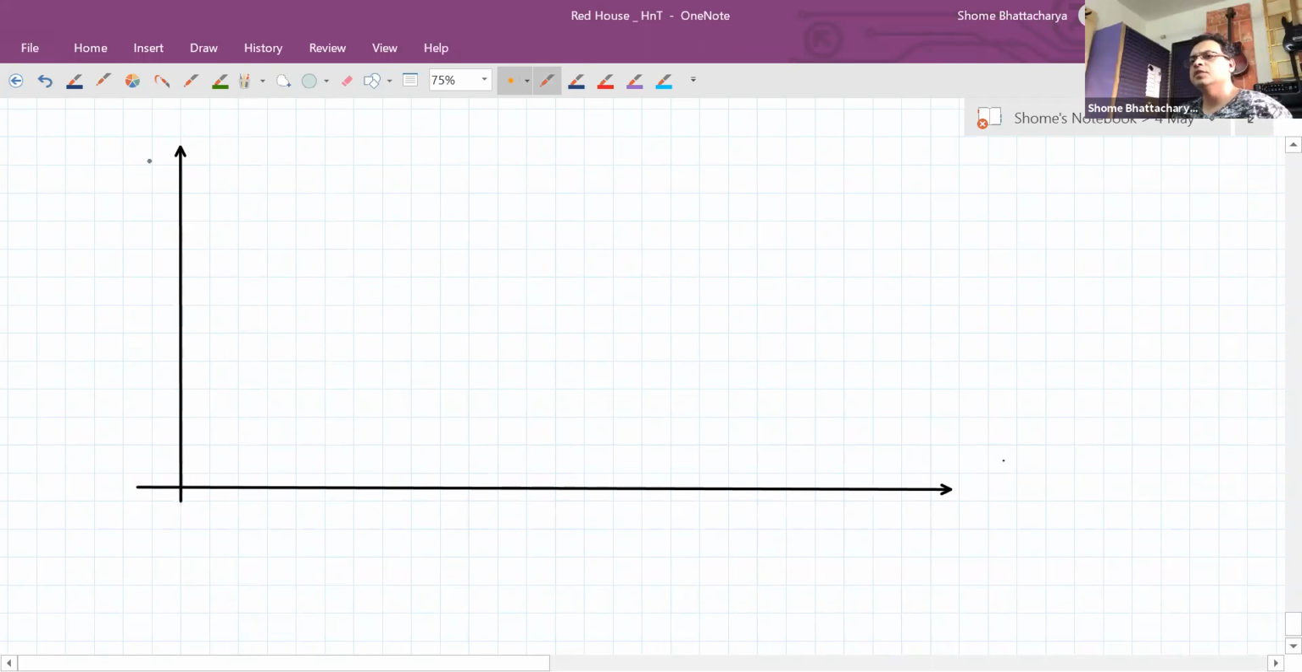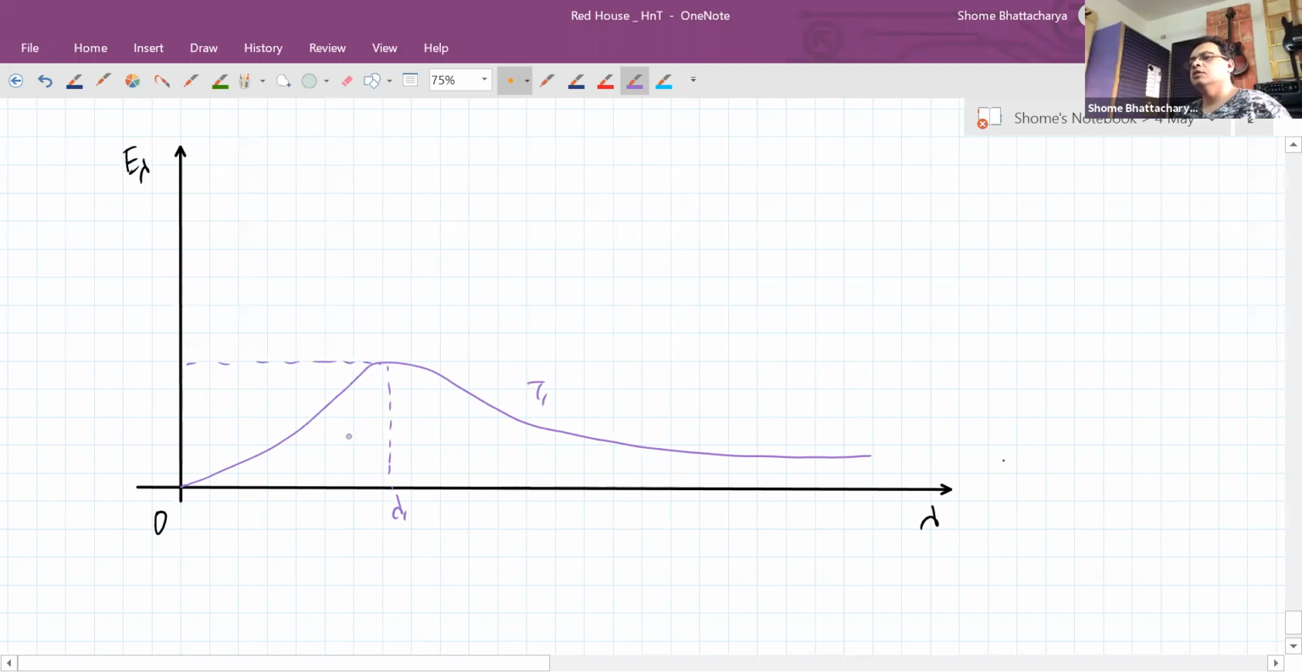Let's understand that. So spectral emissive power versus wavelength. Now suppose I'm doing the experimental analysis and I've come up with this kind of a graph. This won't be a straight line, of course. It will be more like a curve. So I'm getting a peak value at lambda 1 at some temperature T1. And the area under this graph at temperature T1 will be proportional to T1 to the power 4.